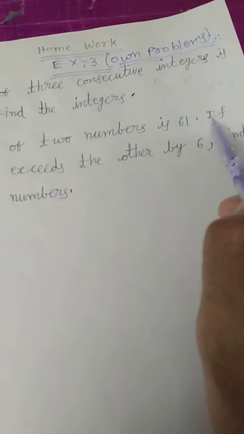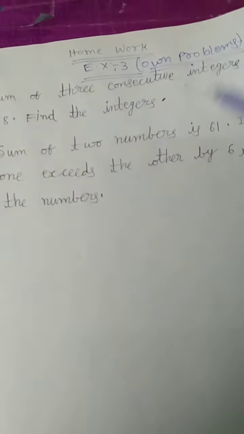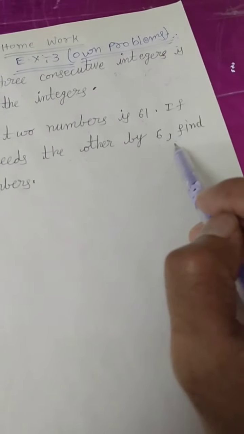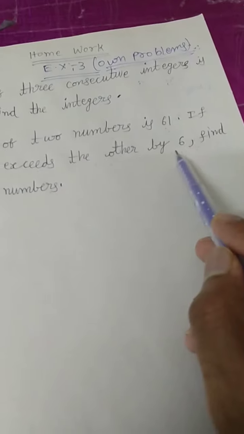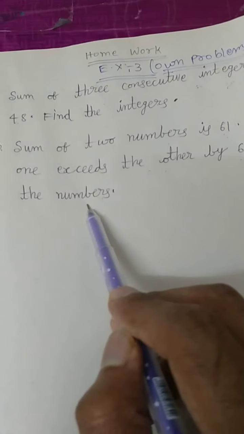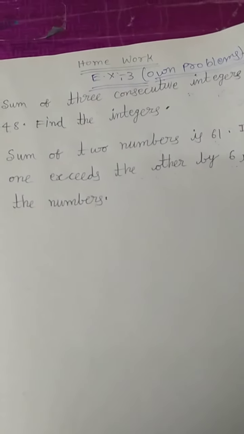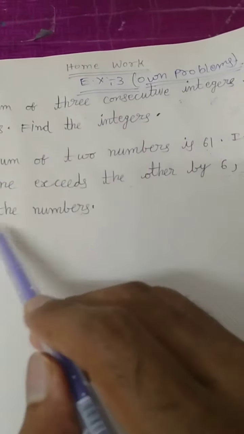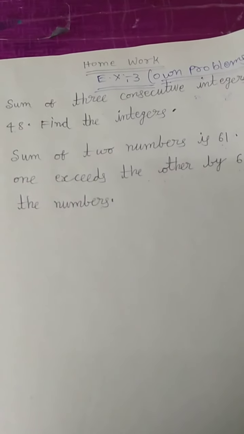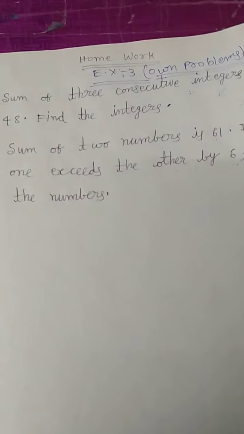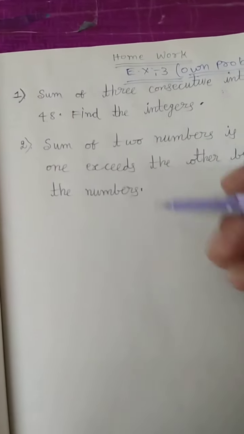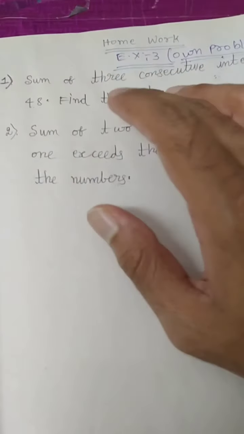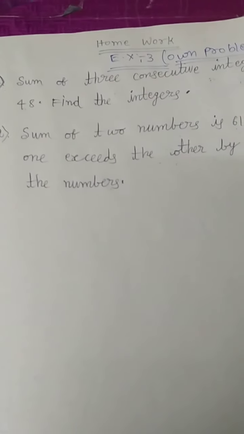In the two numbers, if one number exceeds the other by 6, that means the difference of the two numbers is 6. Find the numbers, he is asking. Okay children, like this you are supposed to do. These two problems I am giving to you as homework, children. I hope you will do these two problems very easily.